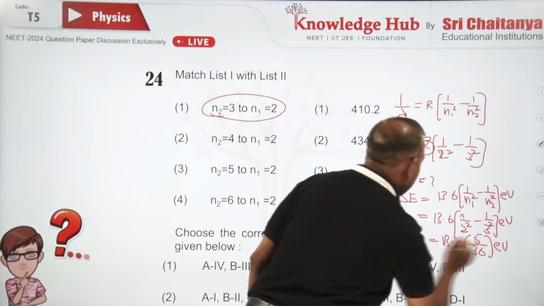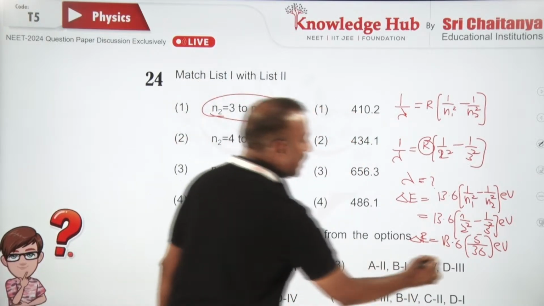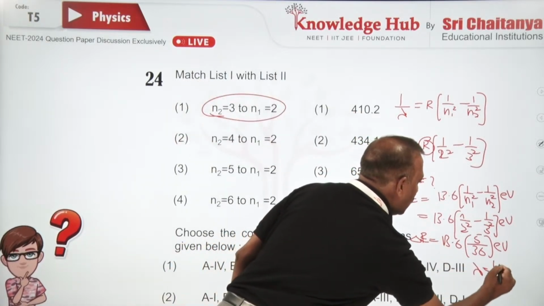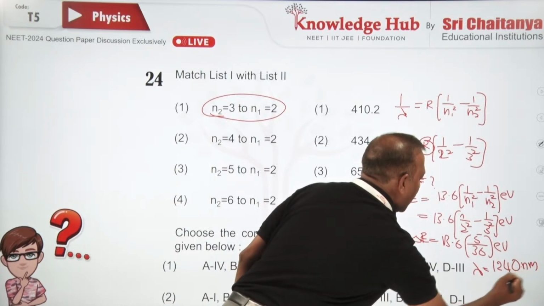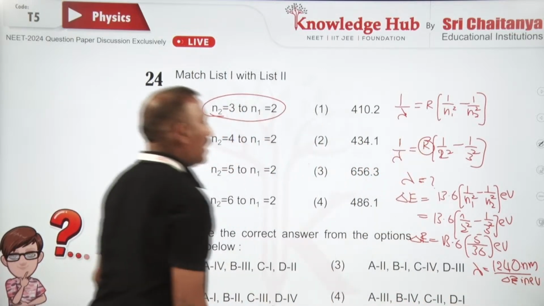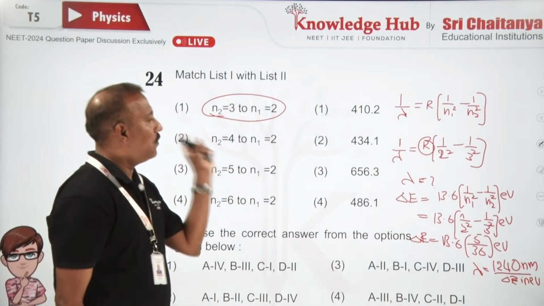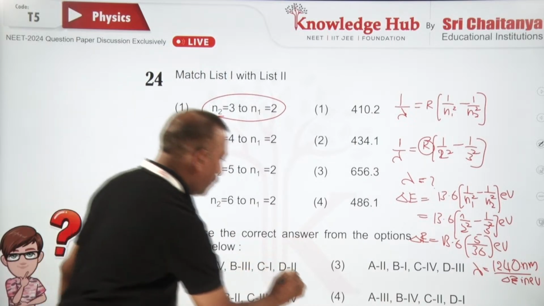After finding this delta E, how to calculate the wavelength? The wavelength can be calculated as 1240 nanometers divided by delta E in electron volts. Using this, one can compare these values from 1 to 4. Therefore, the option number 4 is correct.